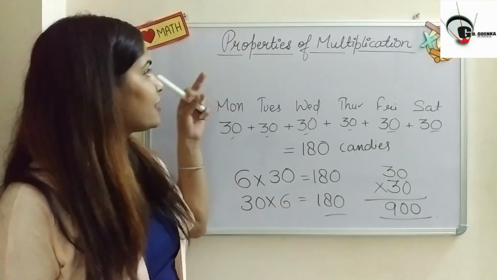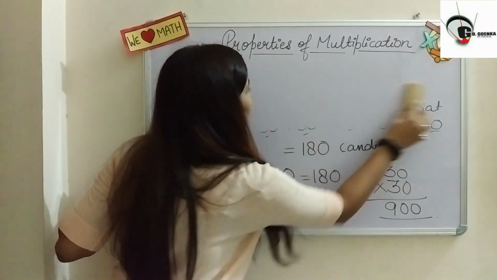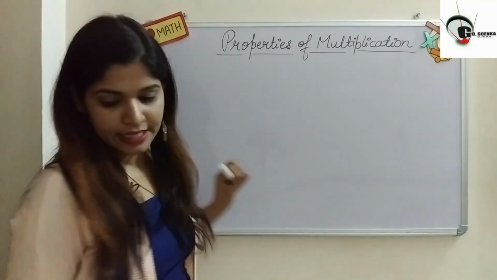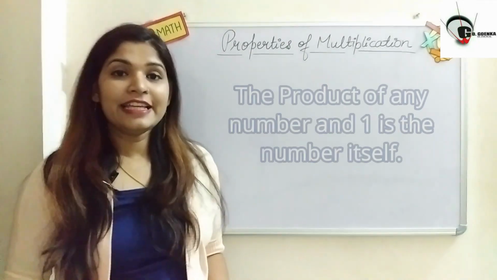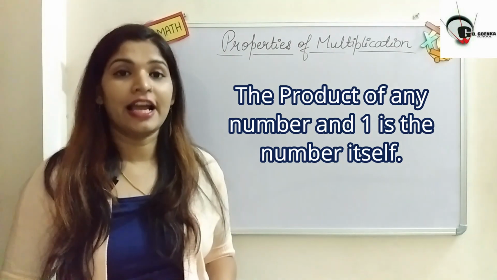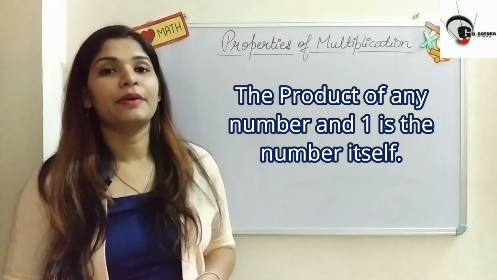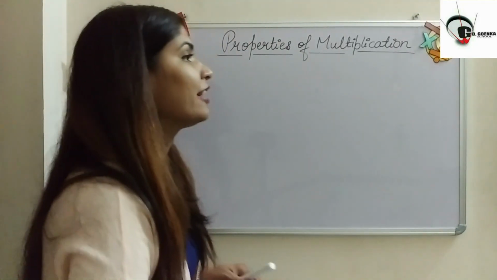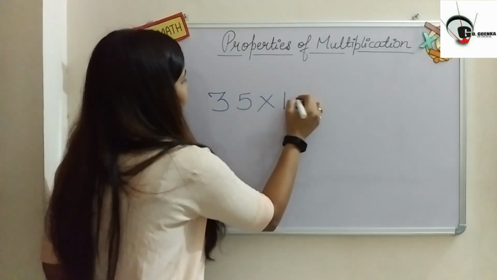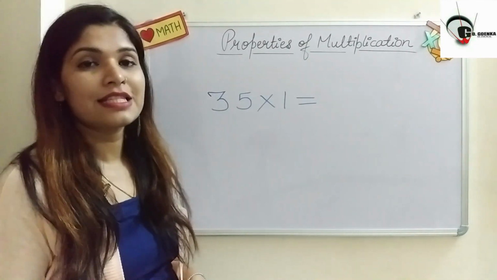Let us quickly see the properties of multiplication, the rules or properties we use while doing multiplication. The first rule or first property is: the product of any number and 1 is the number itself. Again I am repeating, the product of any number and 1 is the number itself. See how? If I have the number 35 and I multiply it by 1, I will get the same answer. 35 multiplied by 1 is 35.